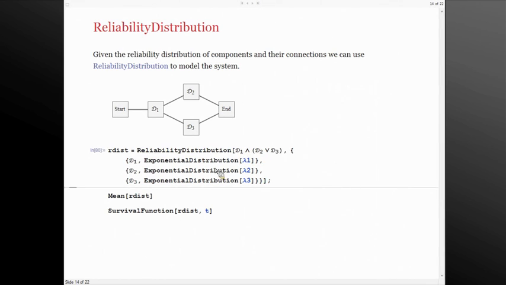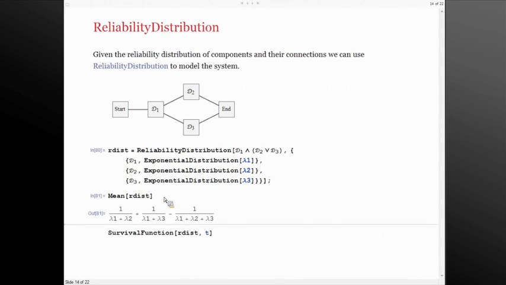And I see that I'm giving component distributions for each of the components. So these are all exponential, and they have various lambda parameters. So this is all symbolic. I expect my mean time to failure to also be symbolic. And I can compute the survival function, or in this domain, we would call it the reliability function.